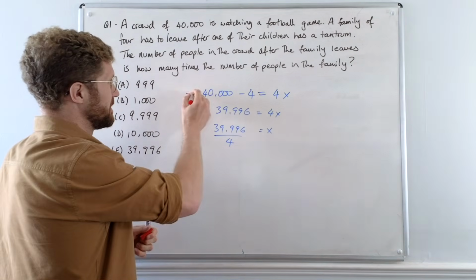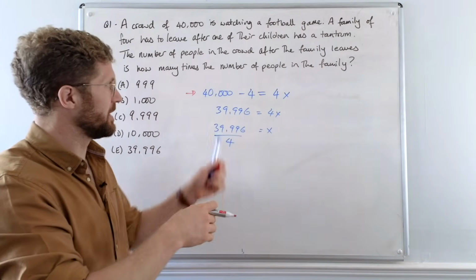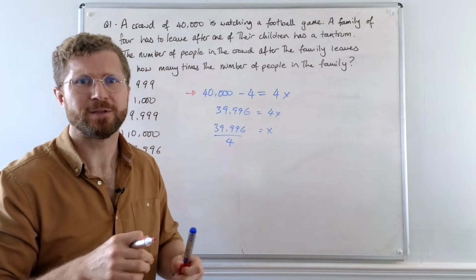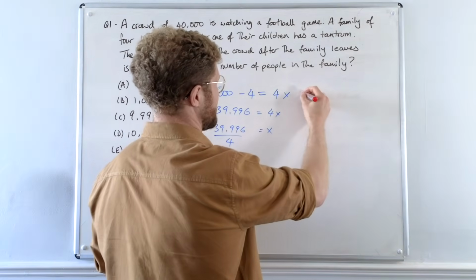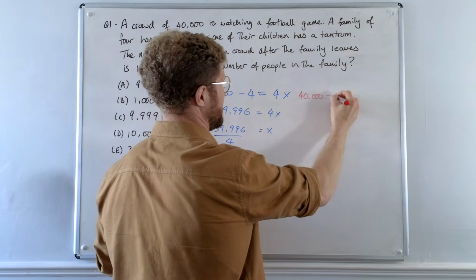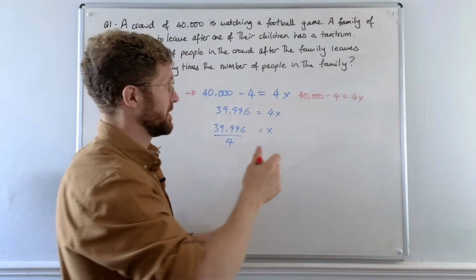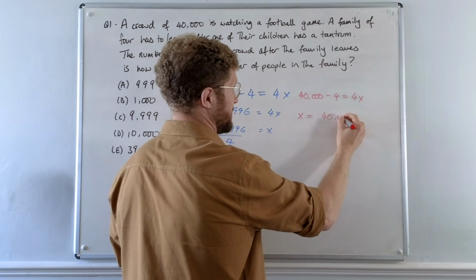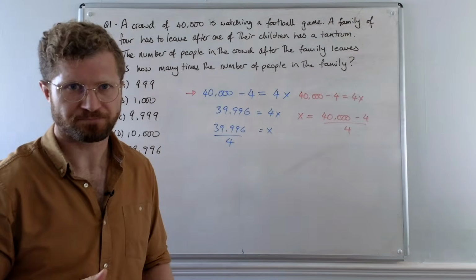Well, I'm going to come back to this line and branch off to one side. The subtraction was the obvious thing to do first, but maybe it wasn't the best thing to do first. If I rewrite this over here, we had 40,000 minus 4 is equal to 4x, and then maybe I do the division first. So my x value is going to be 40,000 minus 4, all divided by 4.